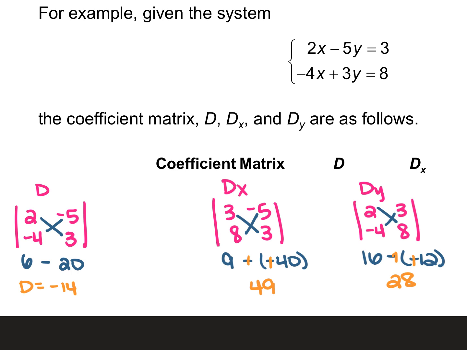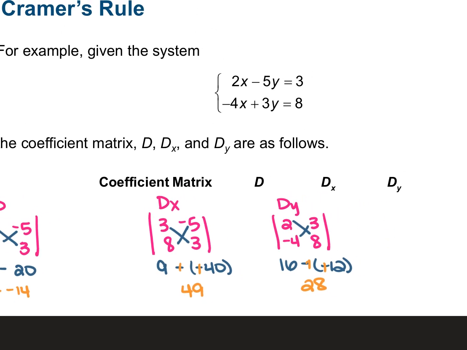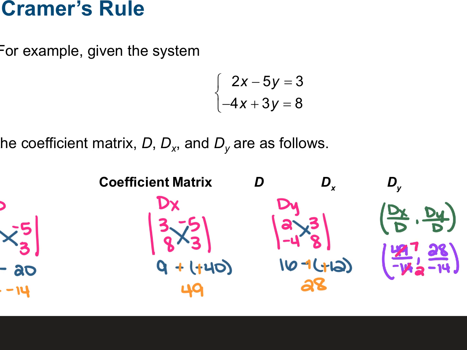To give your answers, you're going to do D sub x over D, comma, D sub y over D, and write it as an ordered pair. So D sub x is 49 over D, which is negative 14. D sub y is 28 over D, which is negative 14. We're going to simplify these. The 49 and the 14, they're both divisible by 7. So the 49 would become 7. The 14 would become 2. So that's going to be negative 7 over 2, comma, 28 over negative 14 is negative 2.